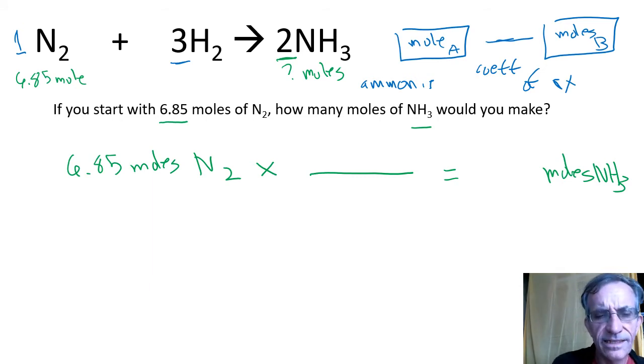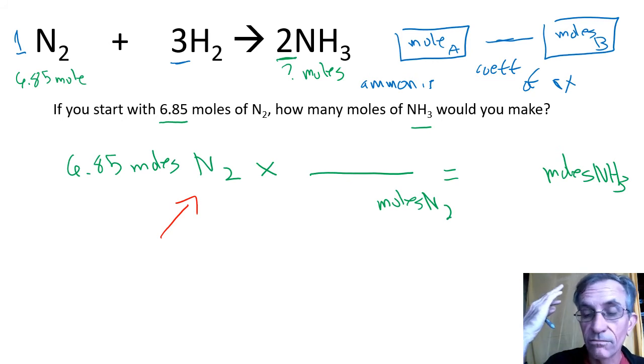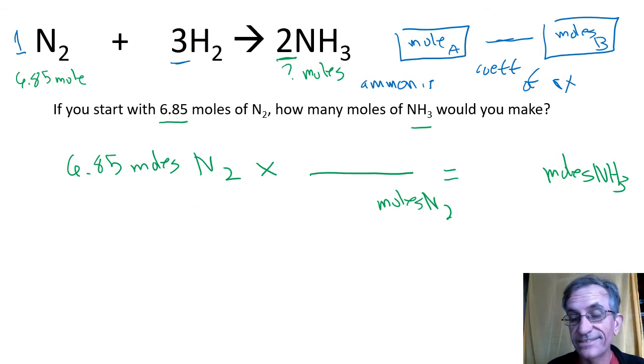Well, whatever thing you have here, you got to get rid of it, right? And the way you get rid of it is you put it in the bottom of the next step. So I'm going to put moles of nitrogen on the bottom. Now, we also need a number, right? And the number is the coefficient from the balanced reaction. That, in other words, is your 1.